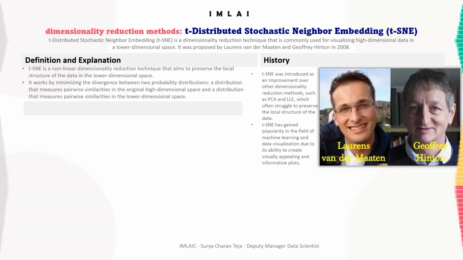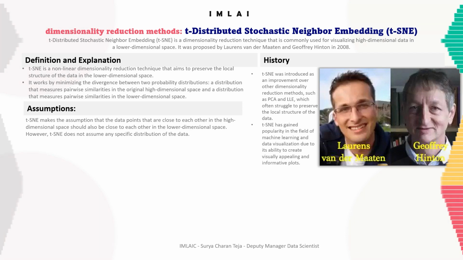So now let's look into some of the assumptions which are connected with t-distributed stochastic neighbor embedding. So t-SNE makes the assumption that the data points that are close to each other in the high dimensional space should also be close to each other in the lower dimensional space. However, t-SNE does not assume any specific distribution of the data. So that's the good aspect of the t-SNE method.